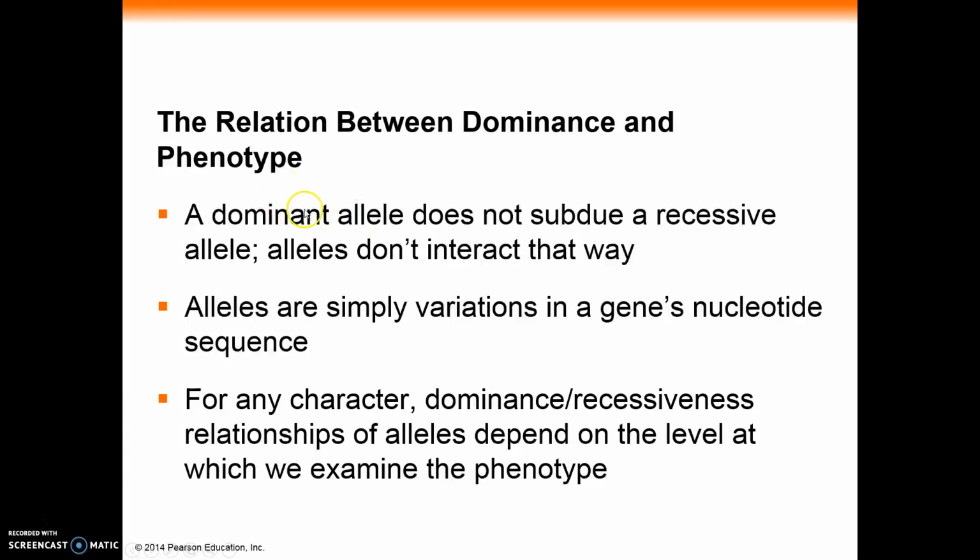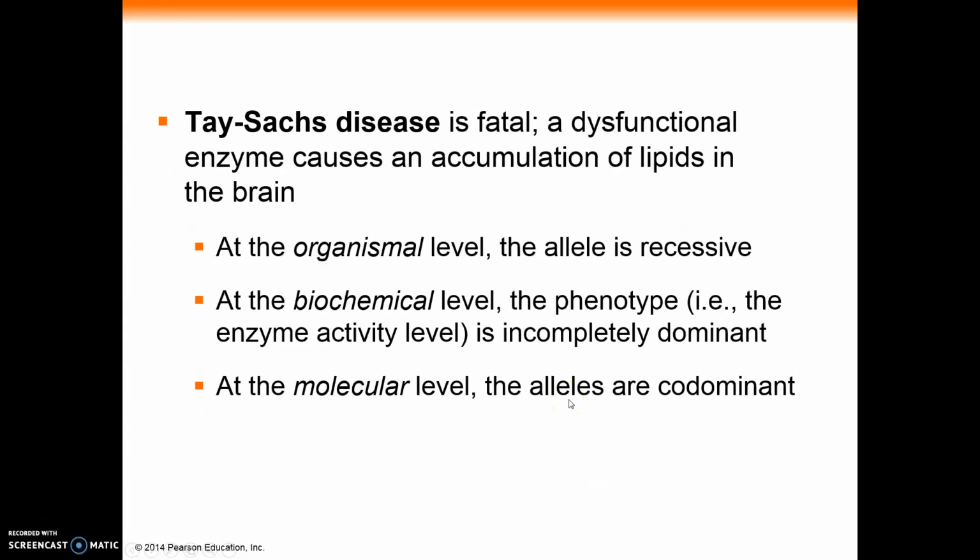So a dominant allele doesn't shut down the recessive. They are both still expressed. It just becomes a matter of, is one copy enough to make it work? Now, for any of these characteristics, this idea of dominance and recessiveness can really depend on what level we examine the phenotype. So let's take an example of something called Tay-Sachs disease.